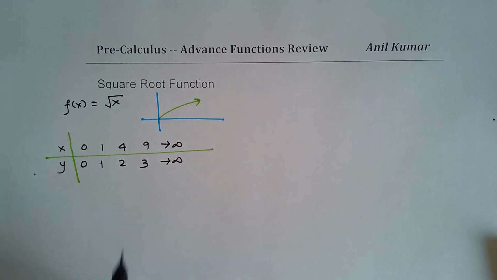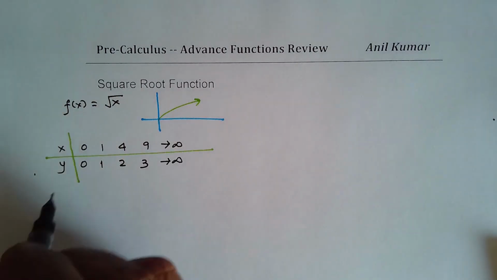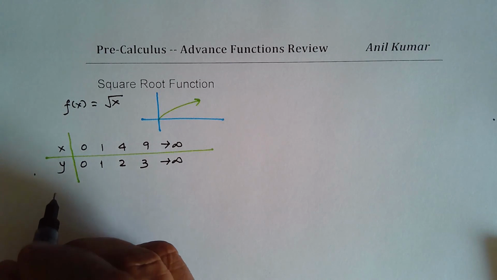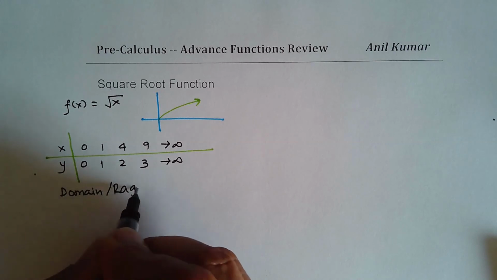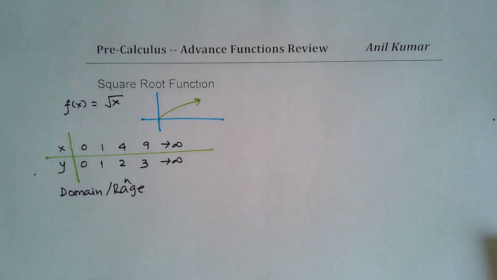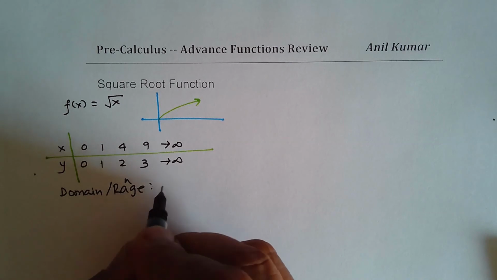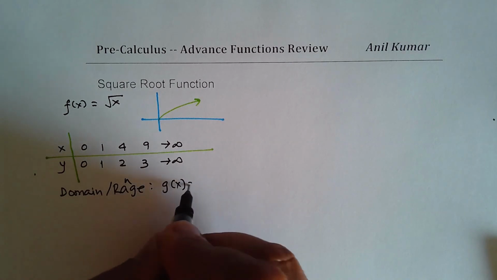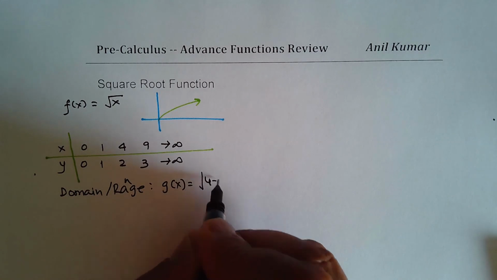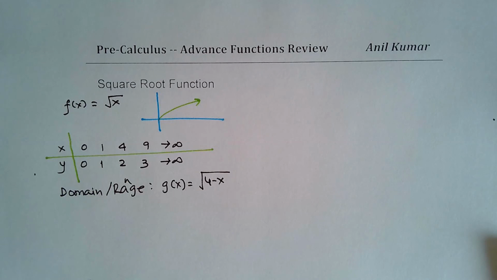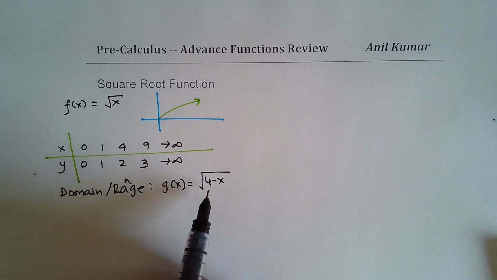Now there are some important questions on this, and one of them is to find the domain and range of a square root function, right? That is a very important question. So let's take one example, which is, let's say, g of x equals square root of 4 minus x, right? So it is a relatively simple question, but you may make some errors in doing this.